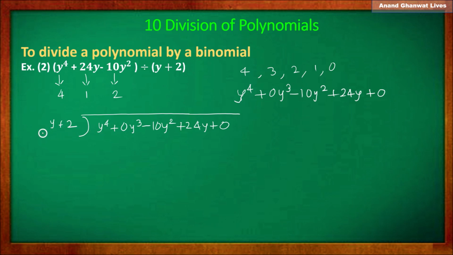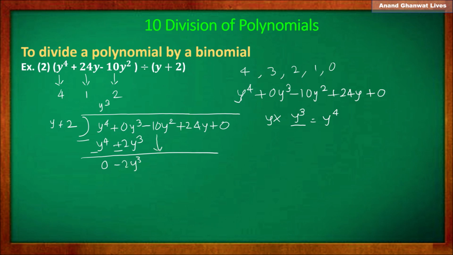Now think about the first term in the dividend and first term in the divisor. Think which is the proper multiplier of y so that the product is y raised to 4, and that is y raised to 3. So y raised to 3 in the quotient. y raised to 3 into y, that is y raised to 4. y raised to 3 into 2, that is 2y raised to 3. Now while subtracting, change the sign. y raised to 4 minus y raised to 4 is 0, and 0y cube minus 2y cube, that is minus 2y cube.